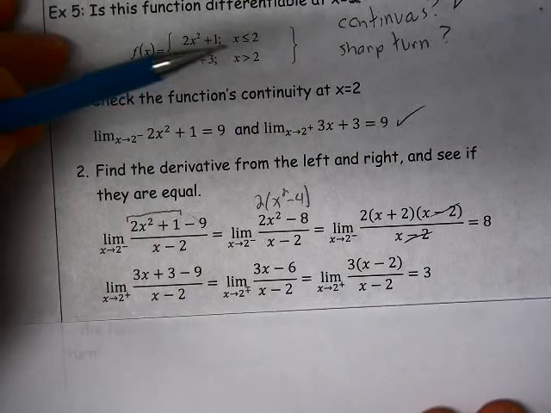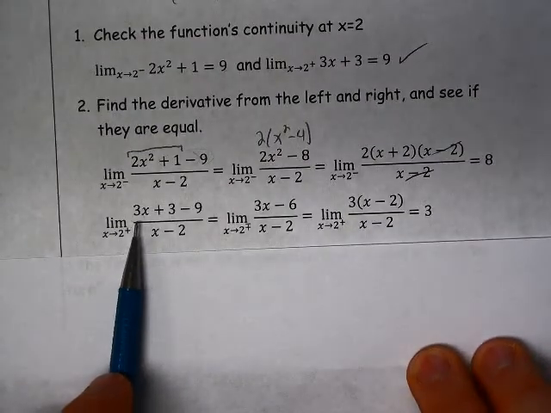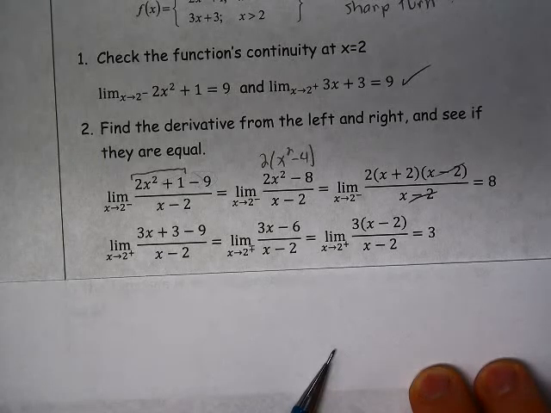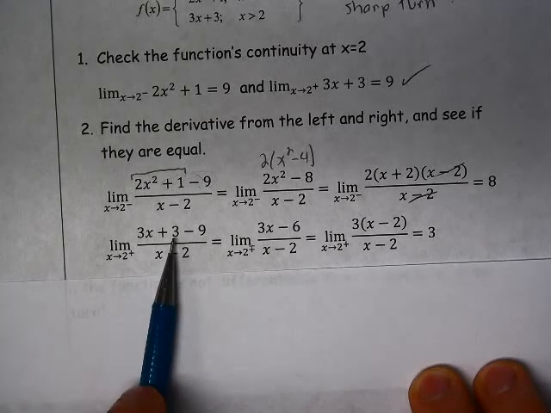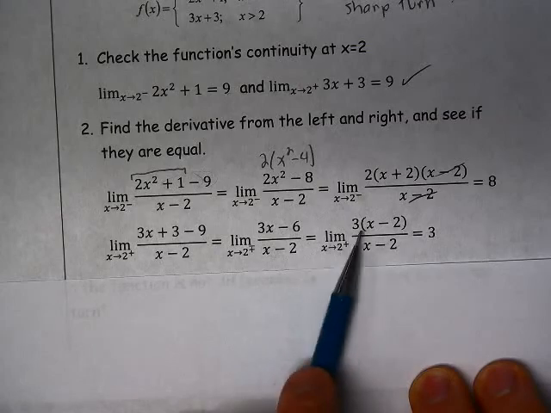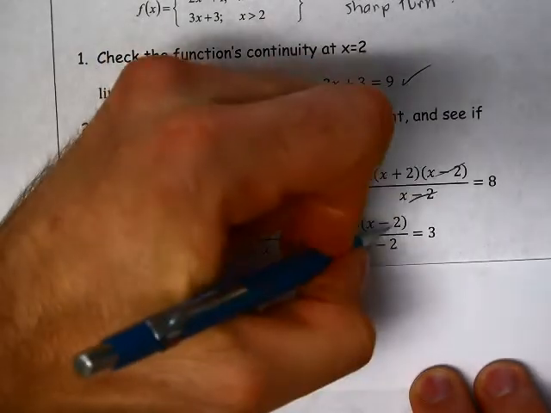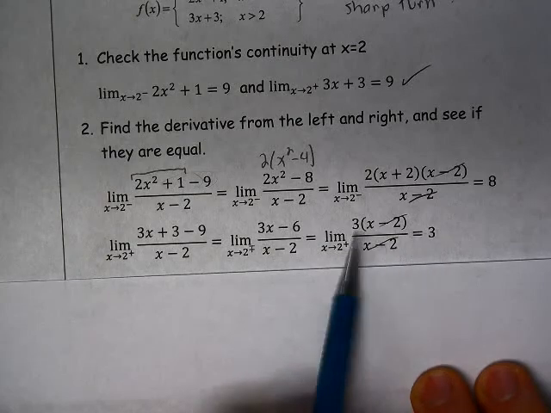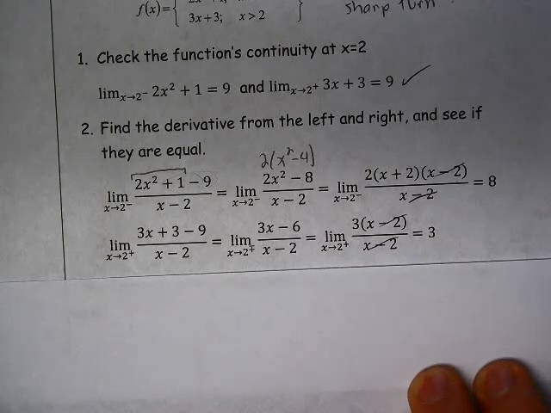I'm going to do the same thing from the other side. 3x plus 3 minus 9 over x minus 2, the limit as we approach 2 from the positive side. Plus 3 minus 9 is minus 6. I factor out a 3, I have x minus 2. The x minus 2's cancel out numerator and denominator. All that's really left is the 3. I don't even have to substitute the 2.